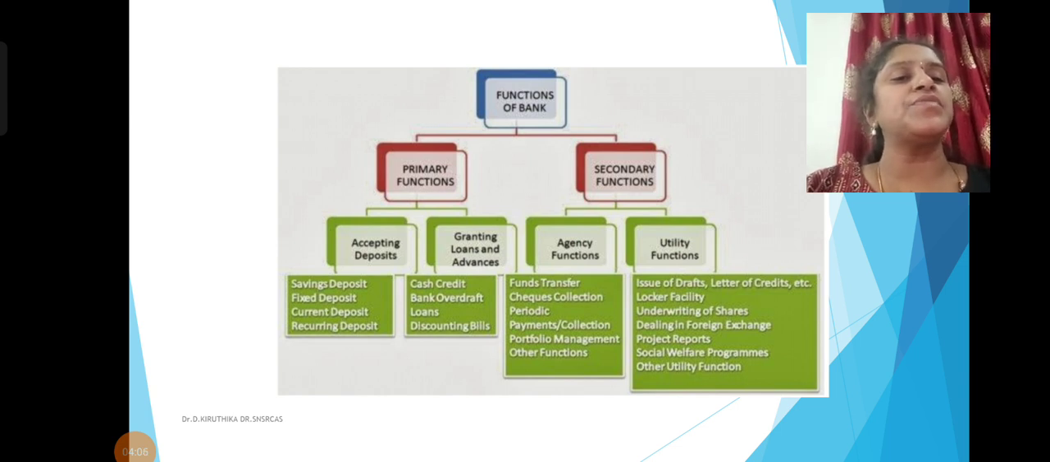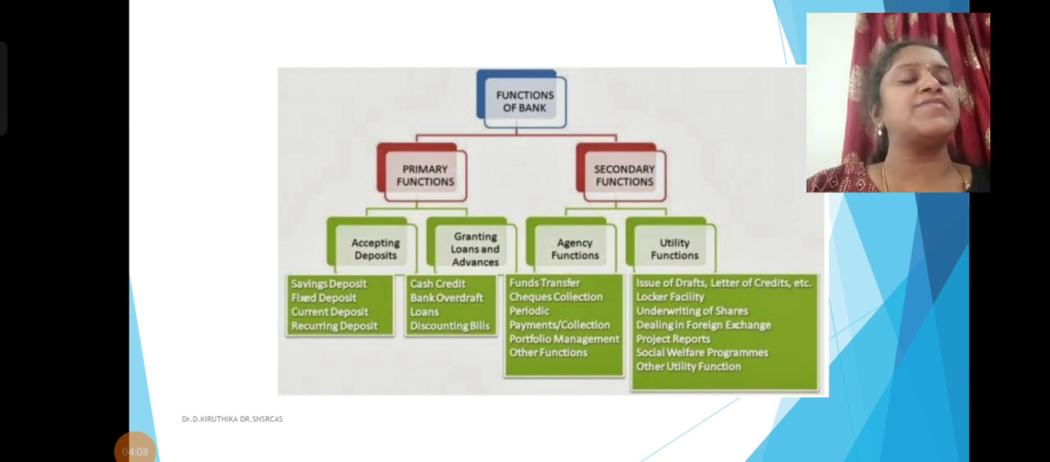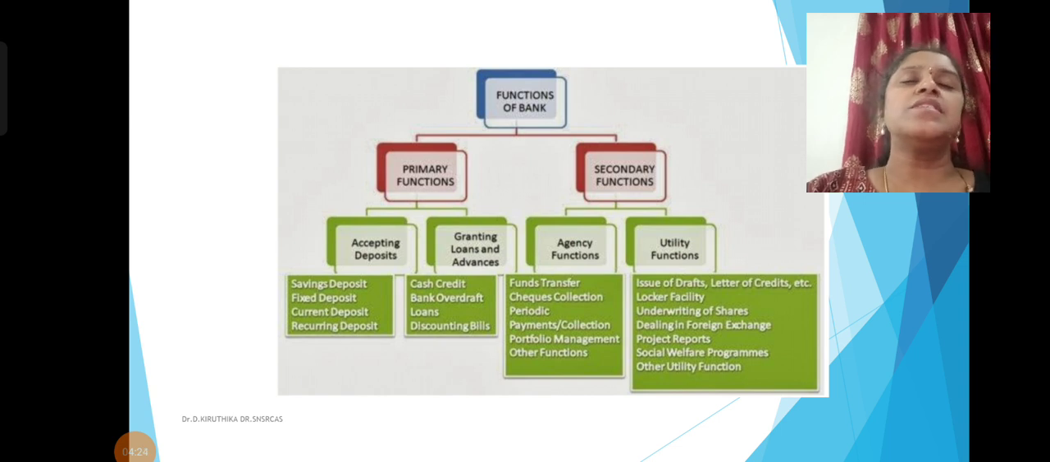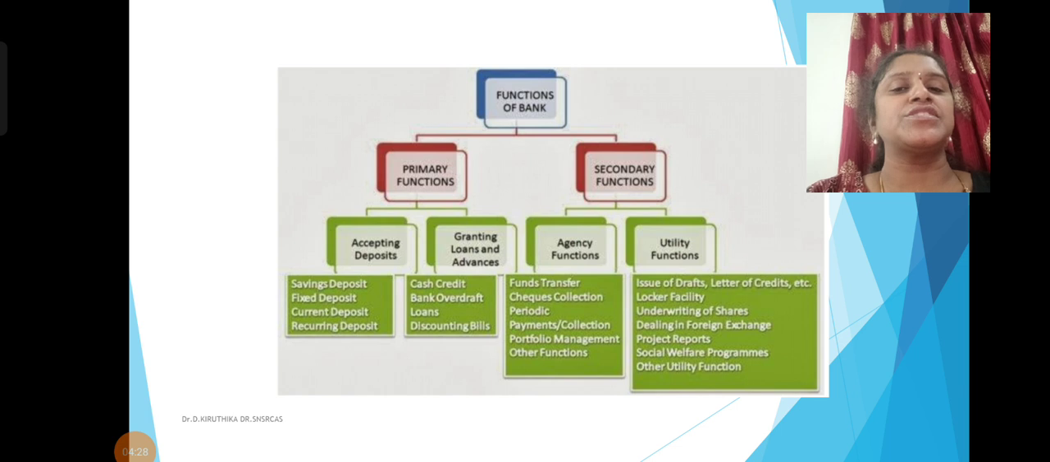And then utility functions are issuing of drafts, letters of credit, locker facility, underwriting of shares, and then dealing in foreign exchange, currency services, and then project reports, social welfare programs, and other utility functions are also defined and categorized under utility functions.